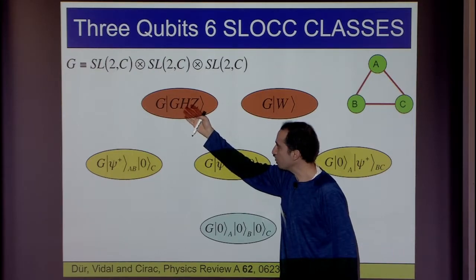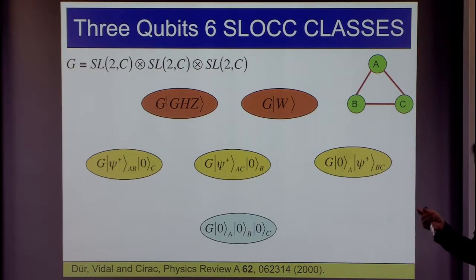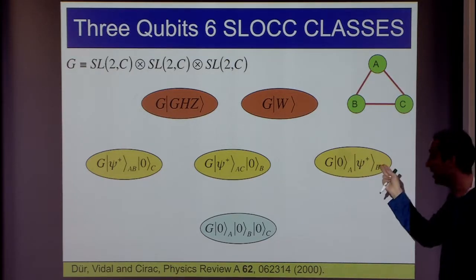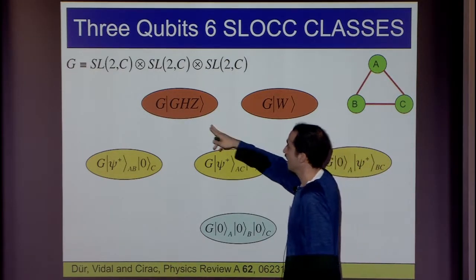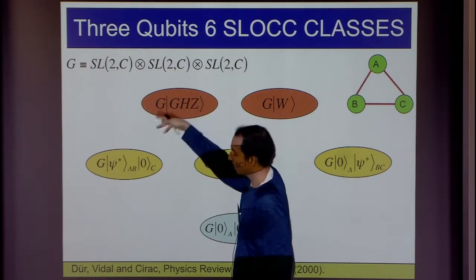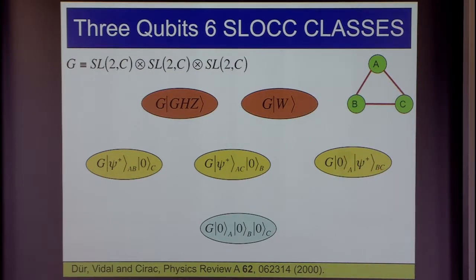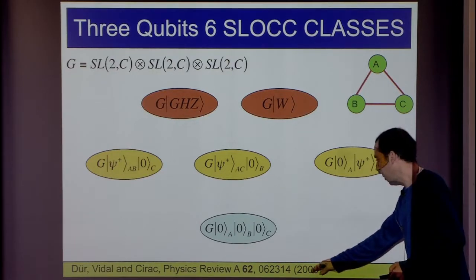But this one, in some sense, is the generic one. Actually, in 3 qubits, the rank 2 is the generic, not the rank 3. That's what it turns out. So this is the generic one. It's an open dense set in the space of 3 qubits. Okay, so this is what we knew about 3 qubits almost 15 years ago.